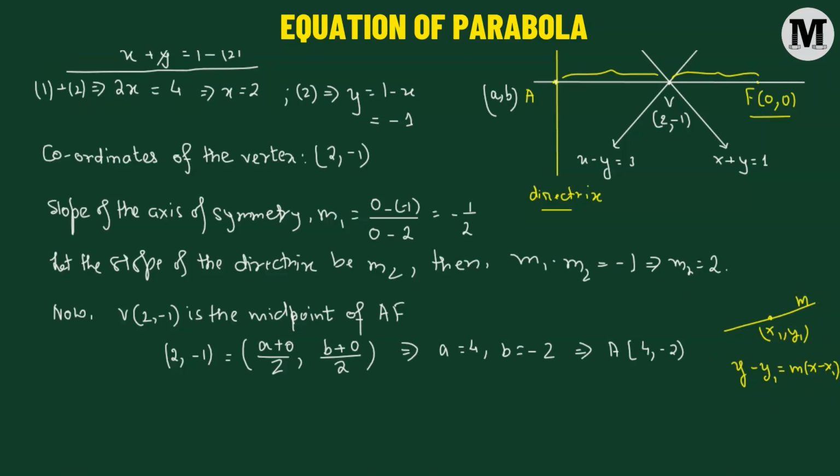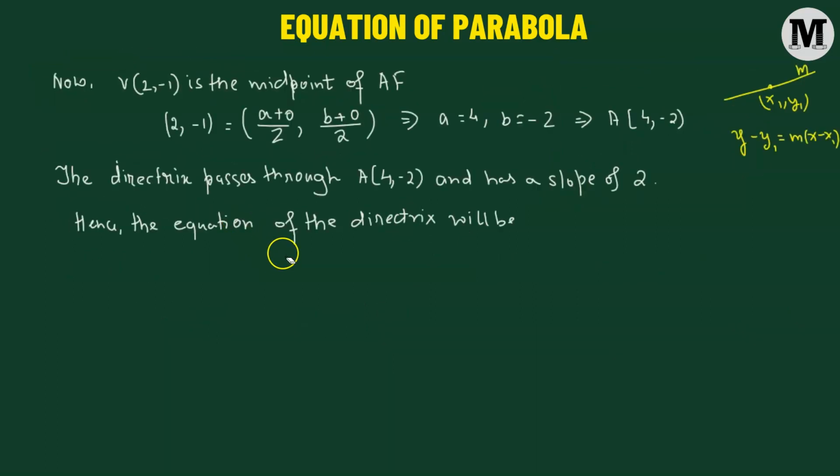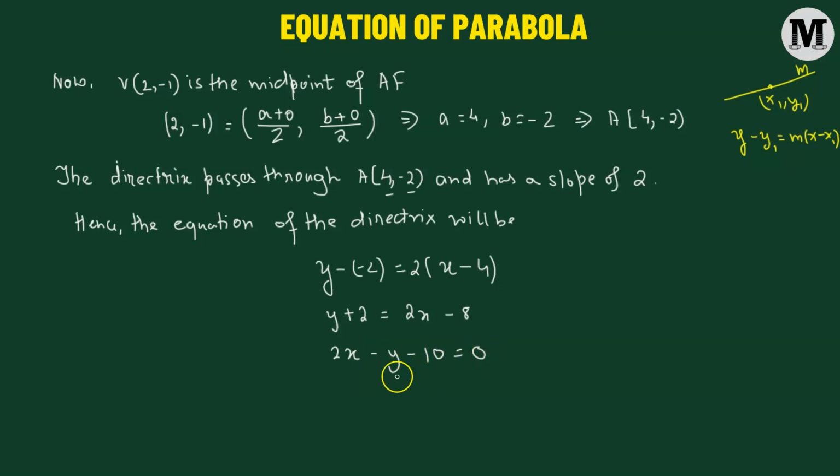Okay, so let's try to find the equation of the directrix using the point slope form. So the equation of the directrix is going to be y minus y1, where y1 is negative 2, equals the slope multiplied by x minus x1, where x1 is 4. So we get y plus 2 equals 2x minus 8, which, rewriting the terms, gives 2x minus y minus 10 equals 0.